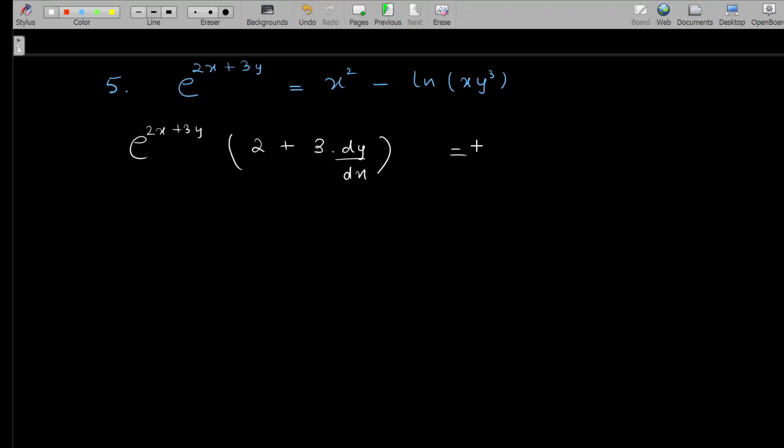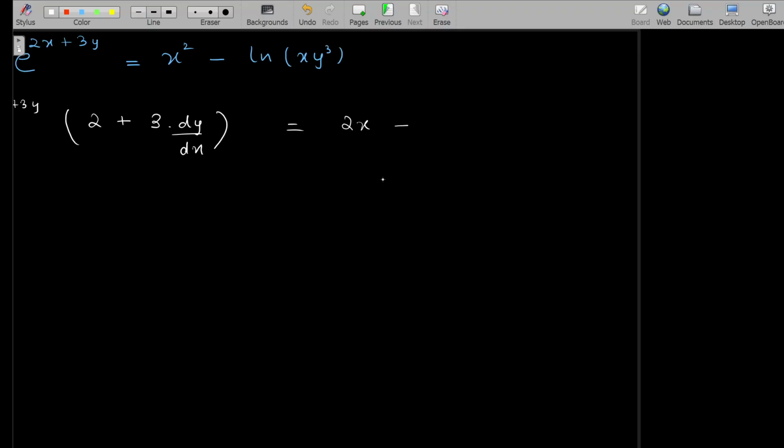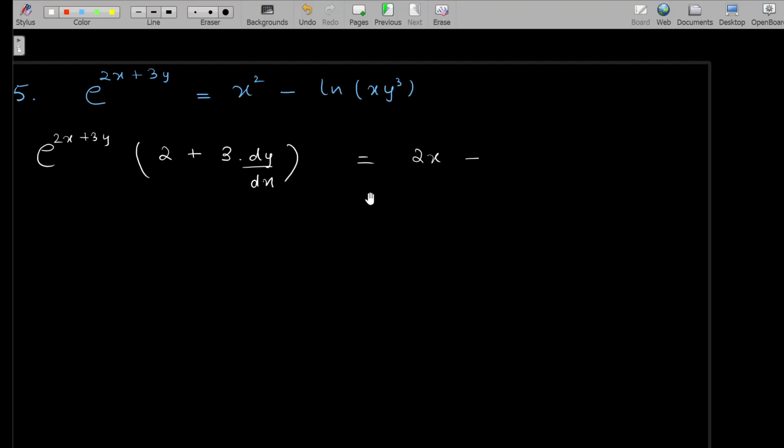Okay, then let's differentiate the right hand side. So the derivative of x squared will be 2x minus, now the derivative of ln x. So that's usually 1 over x. Yes, but now will it be 1 over x times the derivative of the inside? Yes, you're times, right.